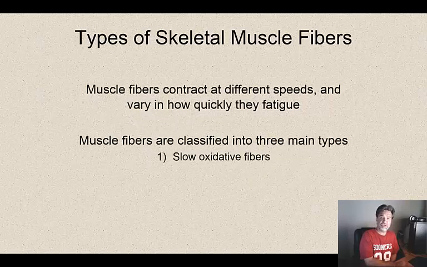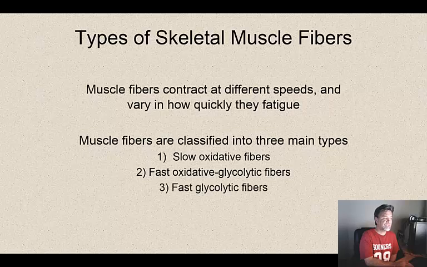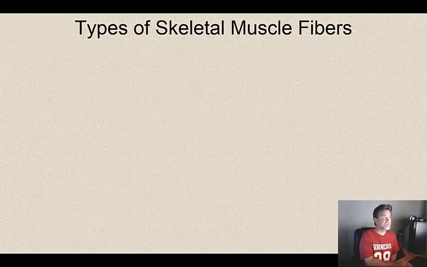The first of these are the slow oxidative fibers. You may hear them called something else as well, but these are the names I utilize. There are the fast oxidative glycolytic fibers, and there are the fast glycolytic fibers. We'll talk about each, and let's begin with the slow oxidative fibers.